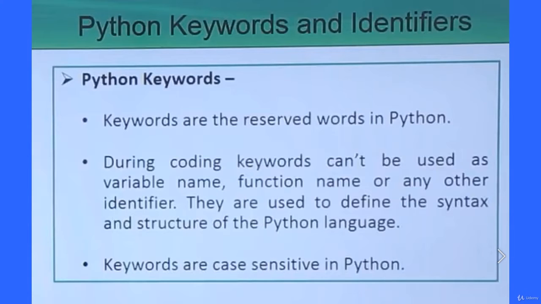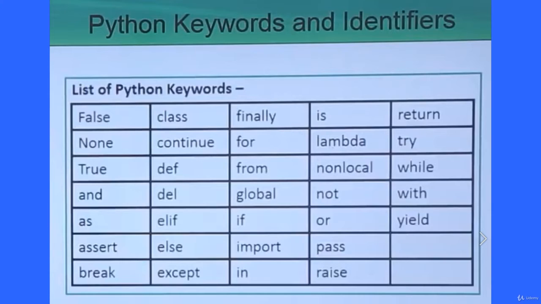Keywords are case sensitive in Python. This is the list of different keywords available, and you can find that we have 33 keywords. There are 5 columns and 7 rows. All these keywords will be discussed in the next videos as and when required, because without them we cannot write our code.